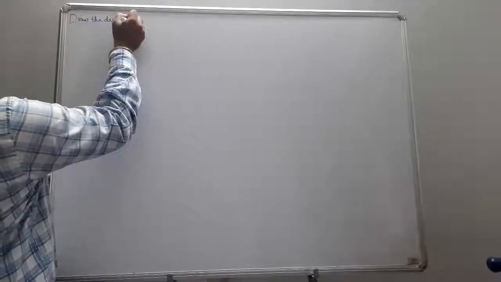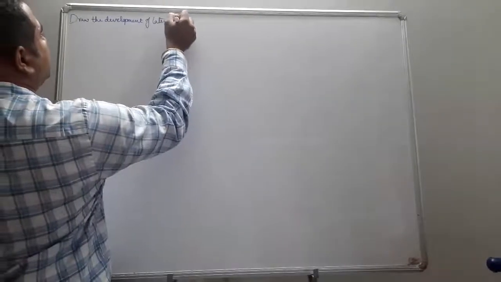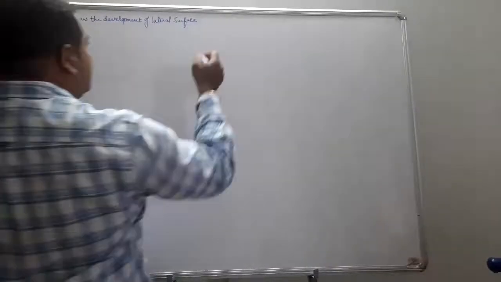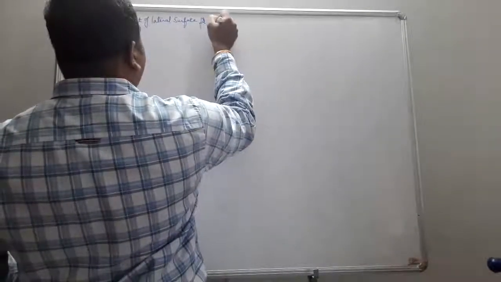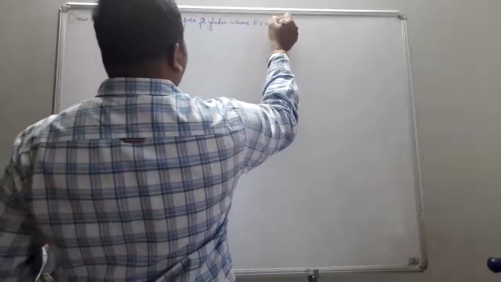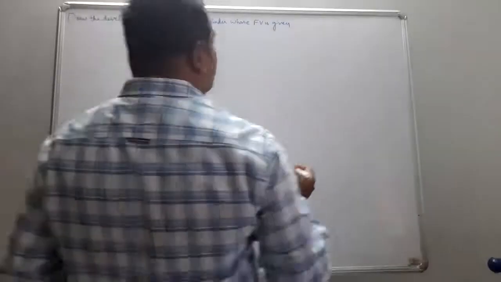All of you write the problem. Draw the lateral development of surface for the cylinder whose front view is given. Okay, so the problem is going to be like this.